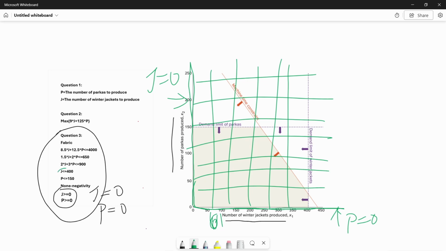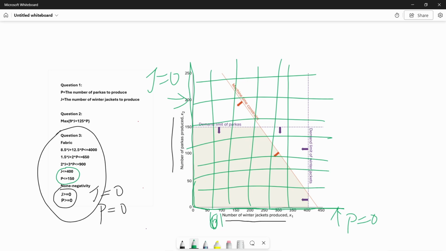Let's move on to what we call the demand limit constraint, which becomes very important in this case. The business does not want to produce more than what they can sell. So they want to make sure the jackets are not produced at more than 400 and the parkers are not produced at more than 150.